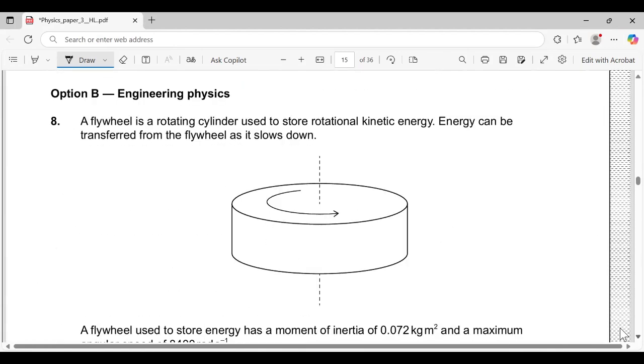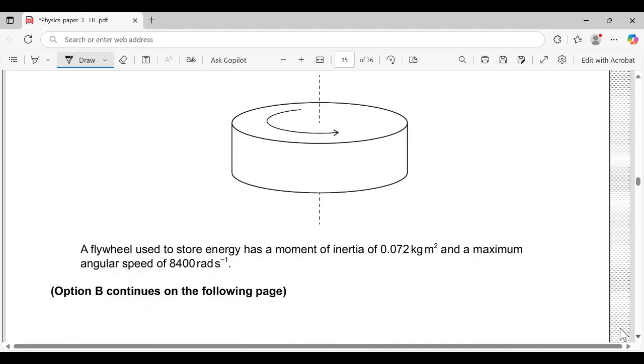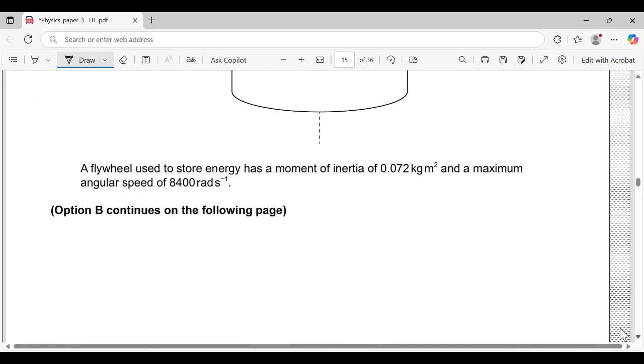Next question, number 8. A flywheel is a rotating cylinder used to store rotational kinetic energy. The energy can be transferred from the flywheel as it slows down. So this flywheel's speed will decrease, and it slows down and will be stopped. A flywheel used to store energy has a moment of inertia 0.072 kilograms meter squared and a maximum angular speed of 8,400 radians per second.